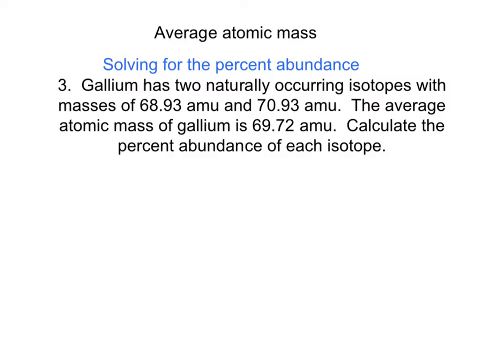Question 3, question 4, and question 5 and 6 are all similar problems to this example here. First of all, we want to find out how abundant the isotopes are. So what we're going to do is set up our equation first.